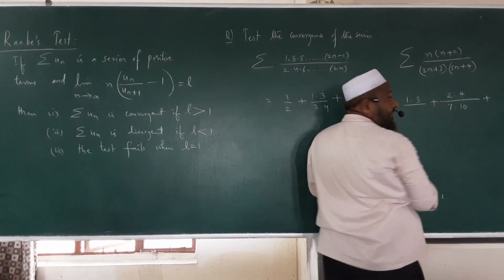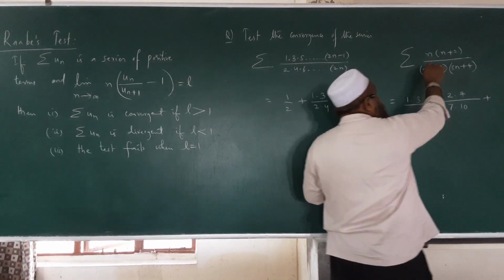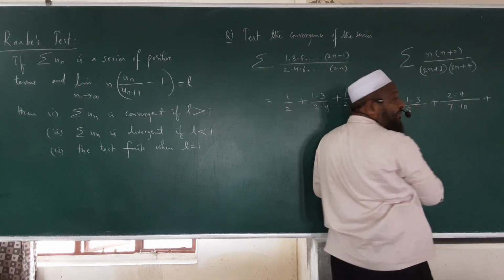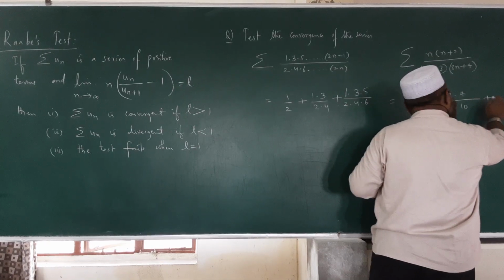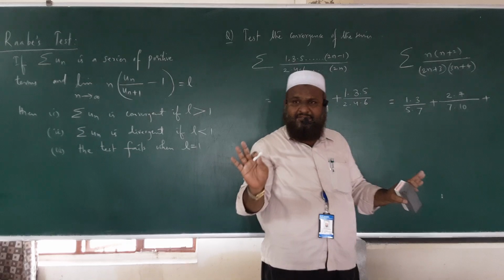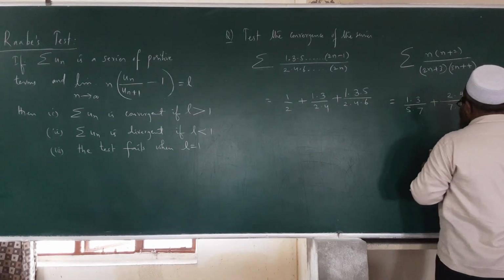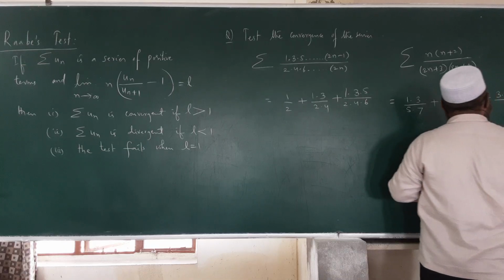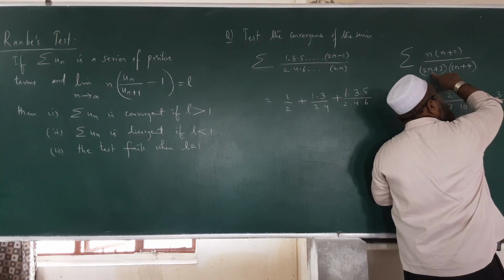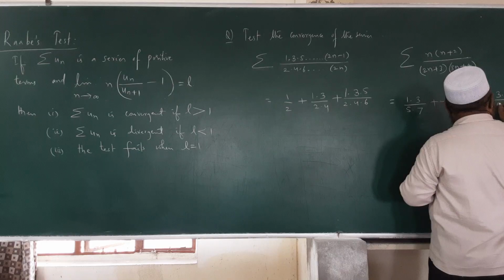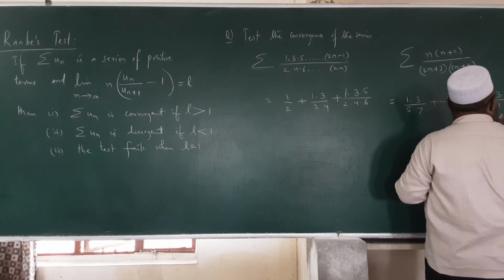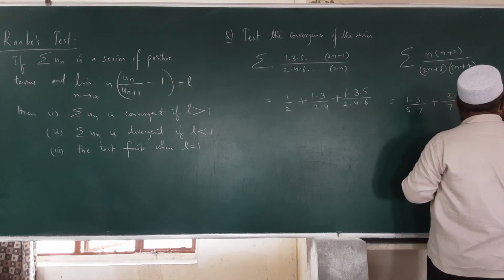1 into 3 by substituting n value 1. 5 into 7. Just tell me one term more, enough. Okay. N value 3. 3 into 5 divided by, substituting n value 3. 6 plus 3, 9. 9, 13. Right? Am I right?